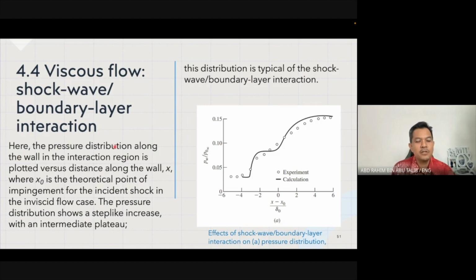Over here, the pressure distribution along the wall in the interaction region is plotted versus distance along the wall X, where X naught is the theoretical point of impingement for the incident shock in the inviscid flow case, and X is basically the distance along the wall. The pressure distribution shows a step-like increase with an intermediate plateau. So it is a step-like increase, and then it plateaus at the other part. All right. This distribution is typical of the shock wave boundary layer interaction.